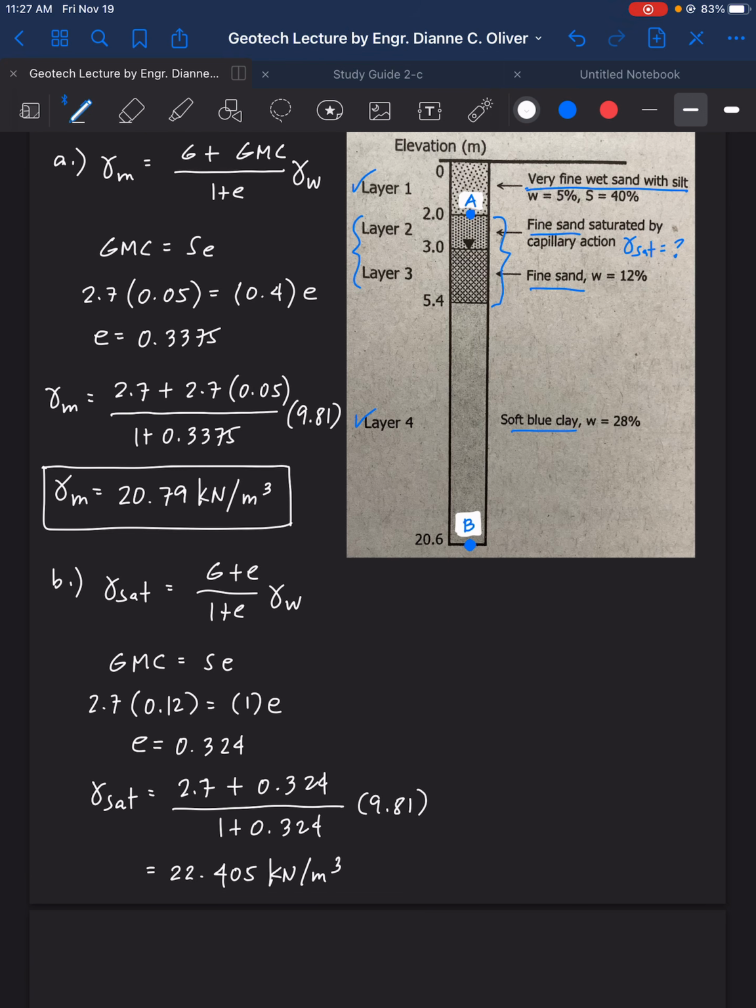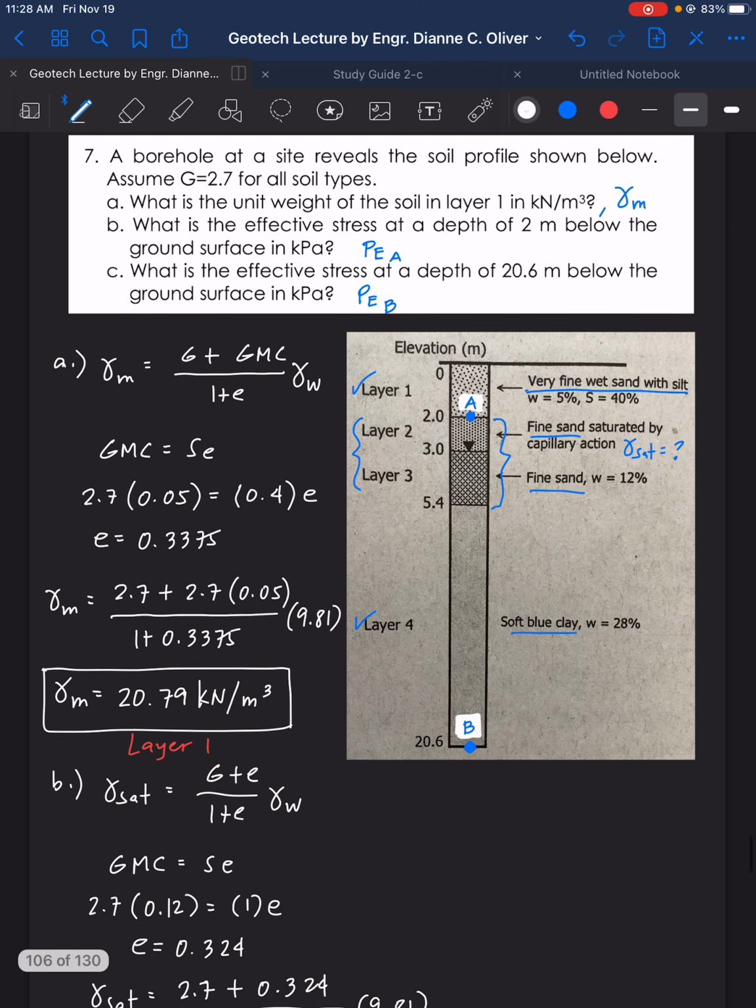So this gamma moist here is for layer 1. This gamma sat here is for layers 2 and 3. Okay, I think we got it now. What's the question again? Effective stress at point A.